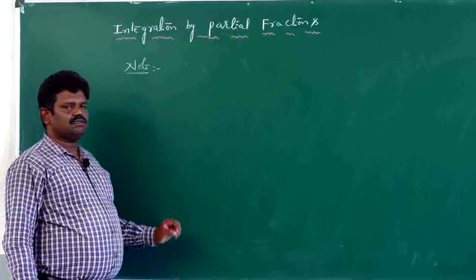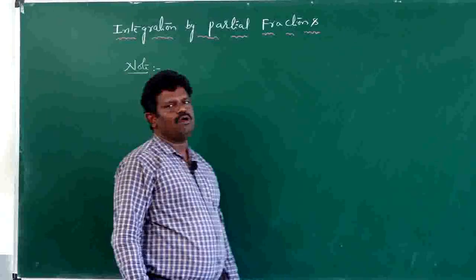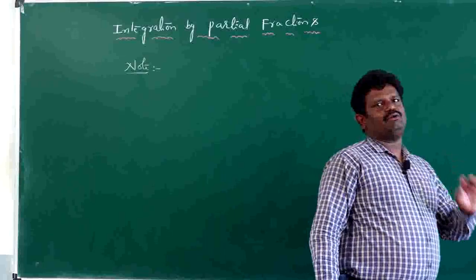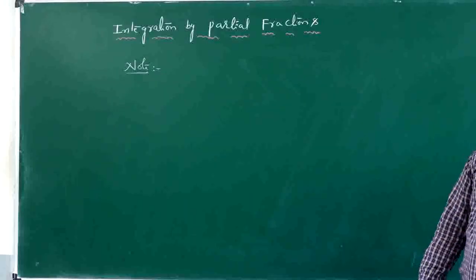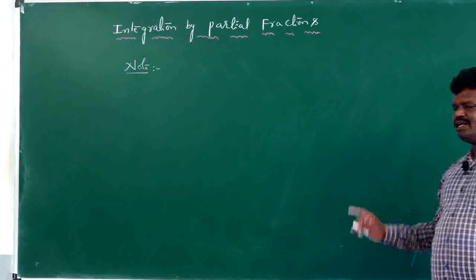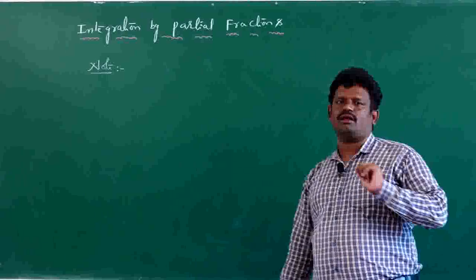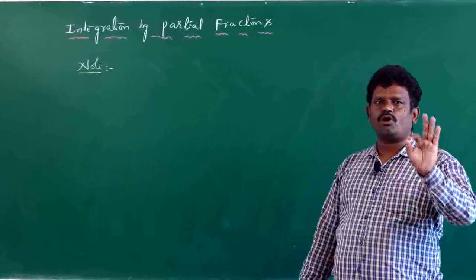So we have already discussed proper and improper fractions. Proper means the degree of the numerator f of x is less than the degree of the denominator, so that fraction is said to be a proper fraction. If the degree of the numerator is greater than or equal to the degree of the denominator, then the fraction is said to be an improper fraction.